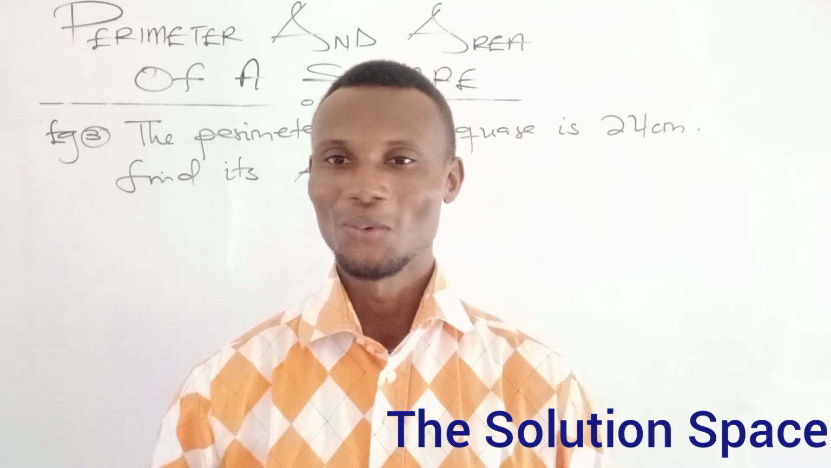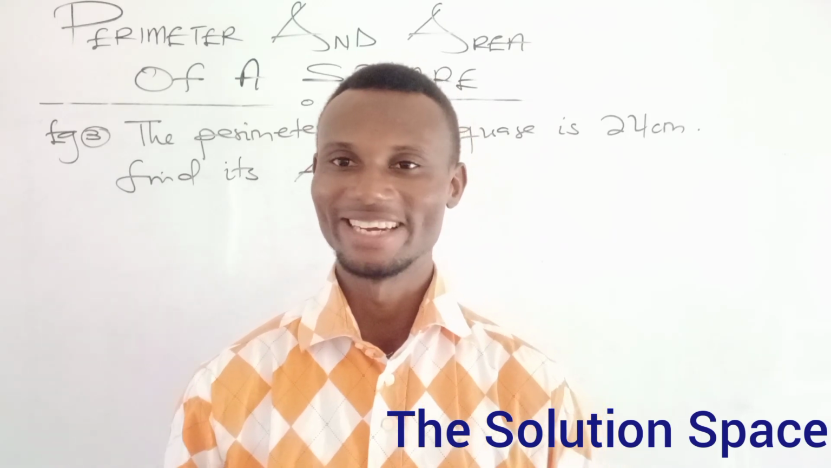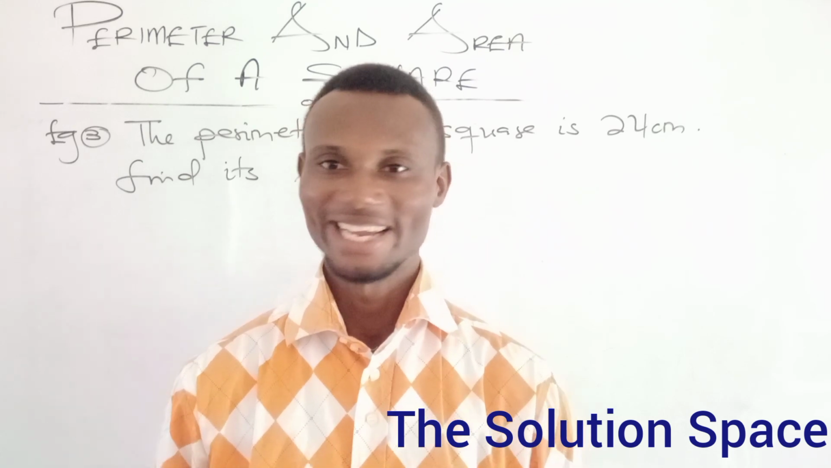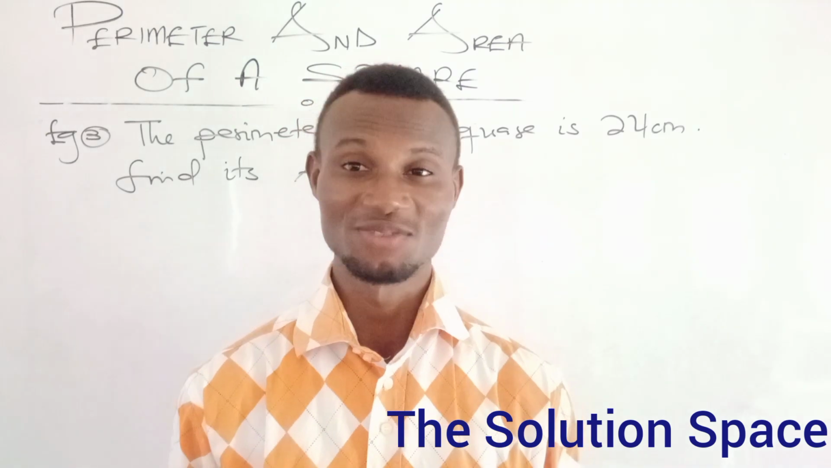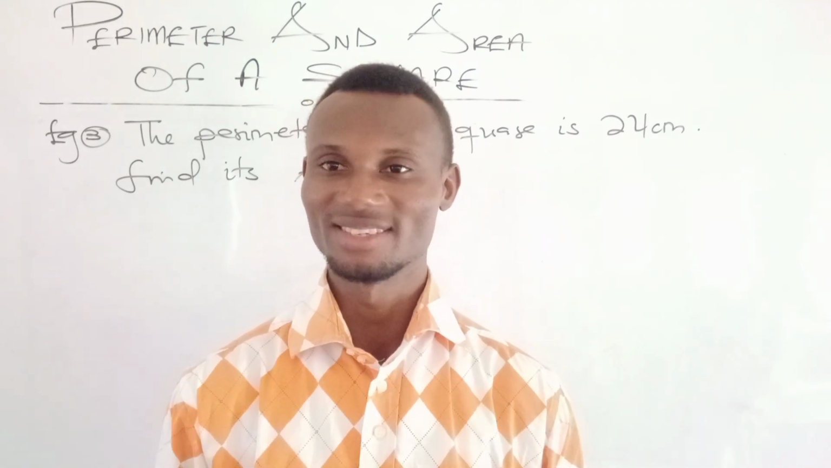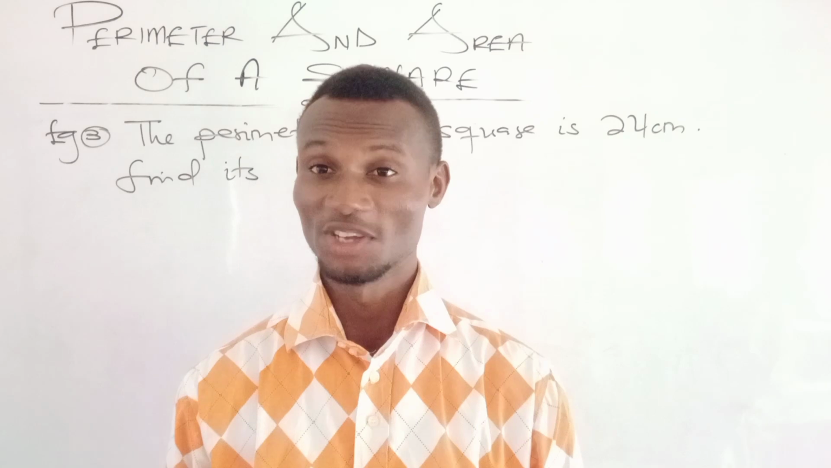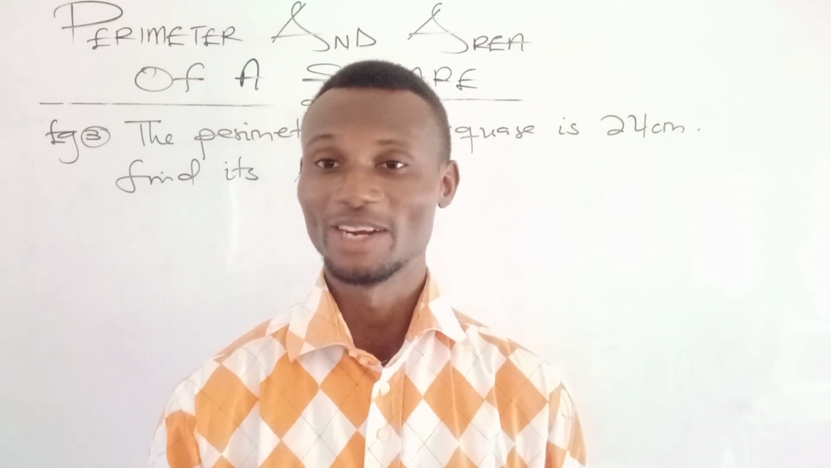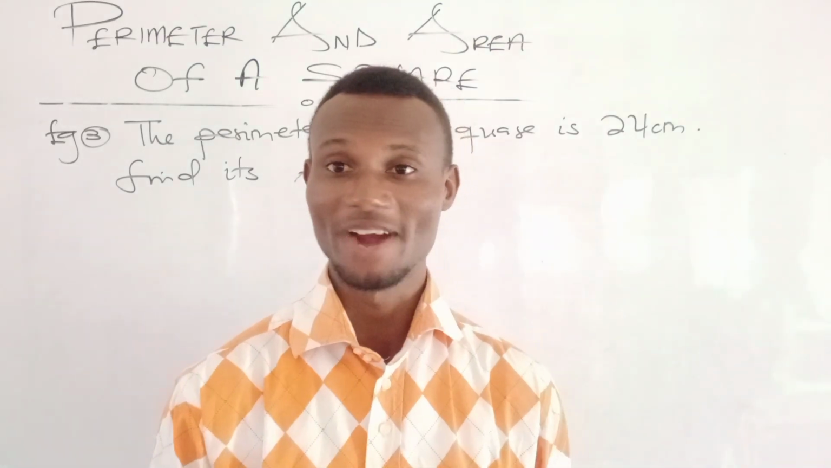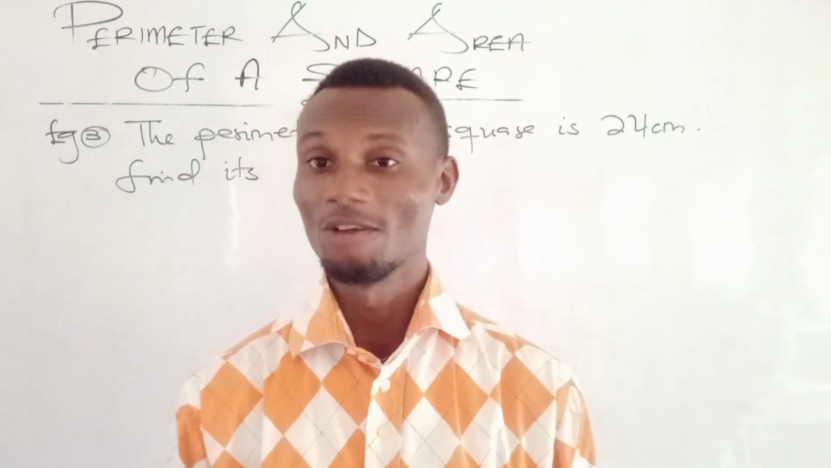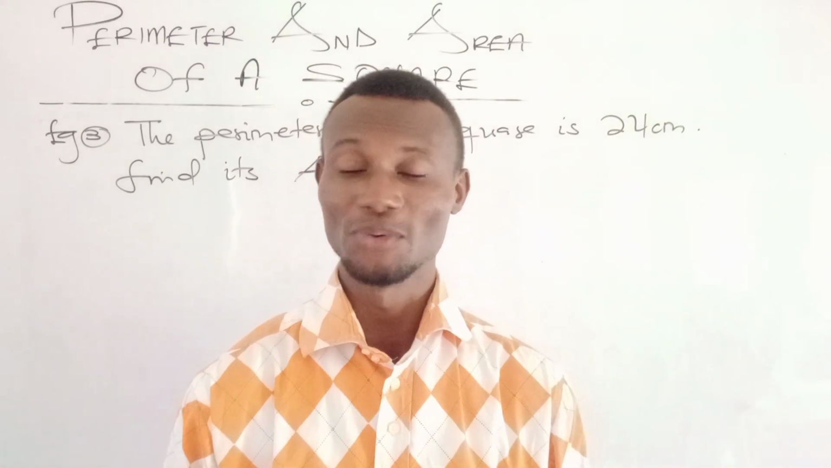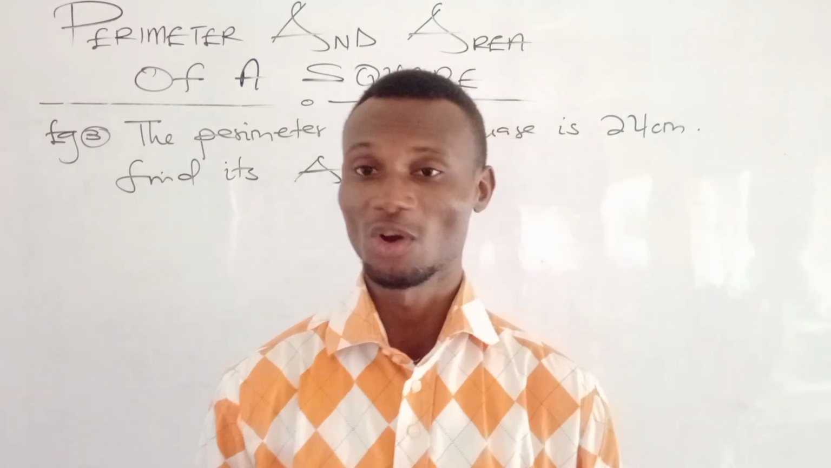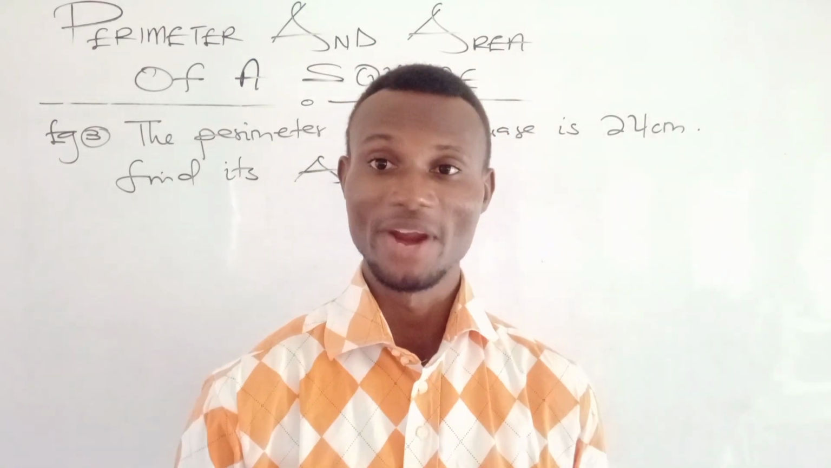Hello once again. Welcome to example 3 on the perimeter and area of a square that I started with you in the previous videos. In the previous videos, we started learning about the perimeter and area of a square, where we've done some explanation on what a square is, and also we've derived the formula for finding the perimeter and area of a square, and also we've solved some examples on it.